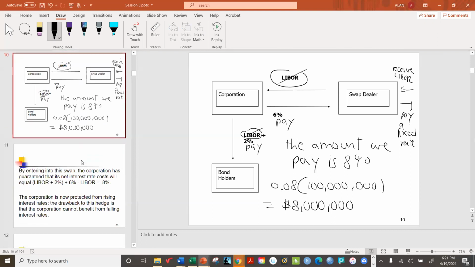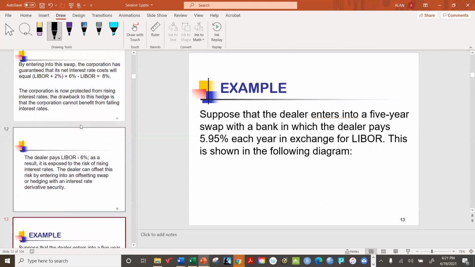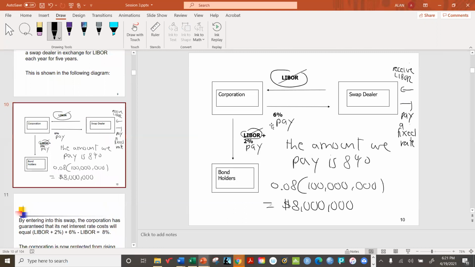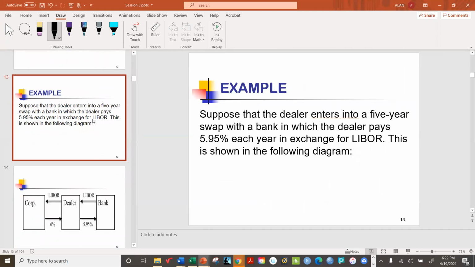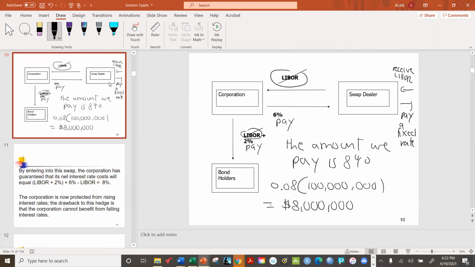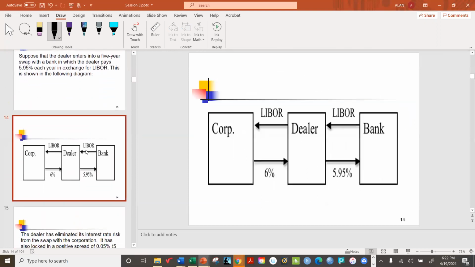So suppose they find a bank that has the opposite outlook of this corporation. The corporation, remember, is worried about rates going up. Suppose the swap dealer locates a bank that's worried about rates going down. That's different, because now they're taking the opposite position as the corporation. So they agree to enter into a swap with the bank, for 5 years of course, and now the bank is paying the dealer LIBOR and receiving 5.95%. Does that work? Yes, and you can see why.